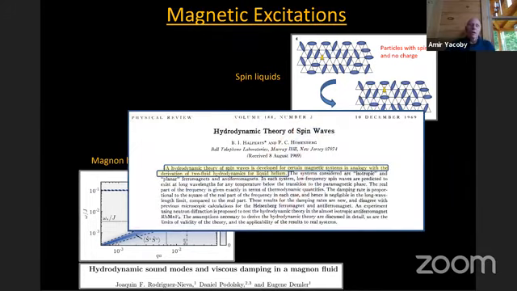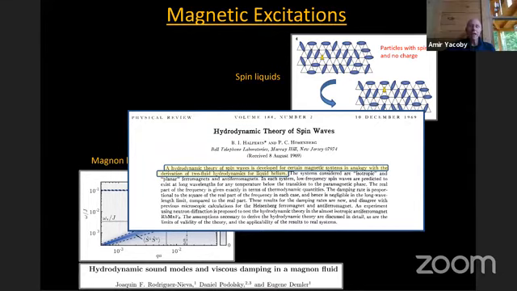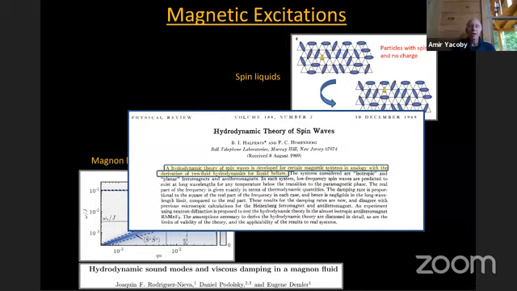So we talked already about spin superfluidity, and it sounds like a very new topic, but in fact, it's a topic that's 51 years old. This is a seminal paper from Halperin and Hohenberg from 1969, where they write a paper on hydrodynamic theory of spin waves. The first sentence in the abstract reads, "A hydrodynamic theory of spin waves is developed for certain magnetic systems in analogy with the derivation of two fluid hydrodynamics for liquid helium."